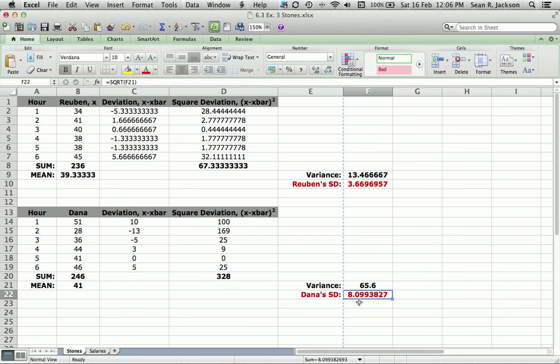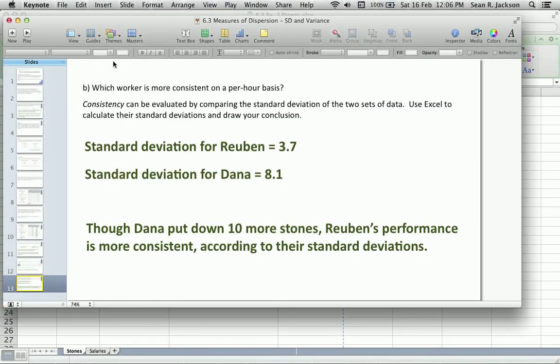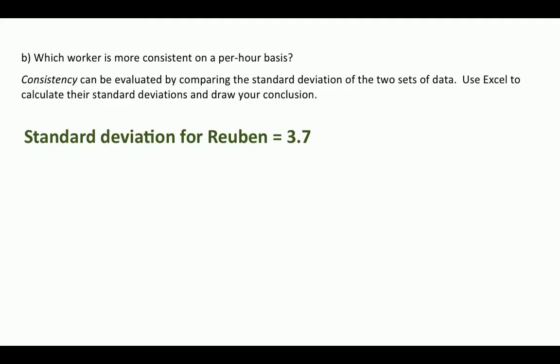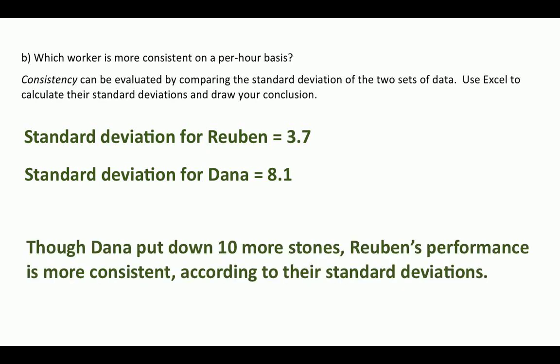What that means is that on average, Dana's hourly performance strays about 8.1 stones from the mean, and Ruben's strays only about 3.7 stones from the mean. Exactly. And so again, this shows that standard deviation is very often a handy statistic to use if you want to describe a data set.